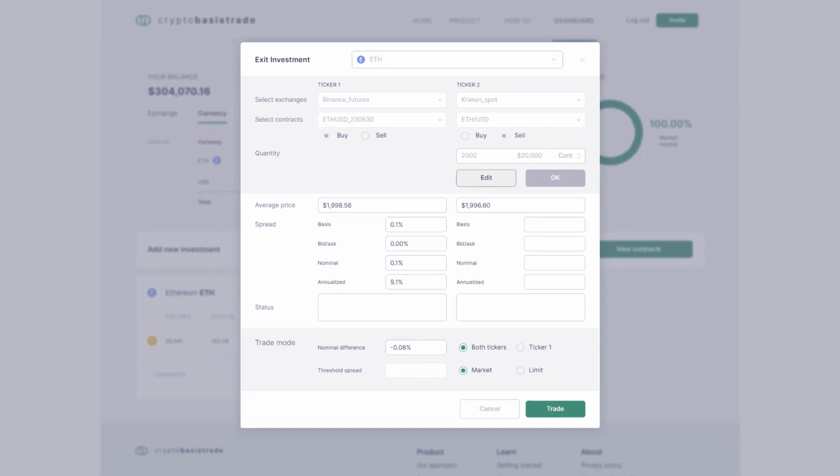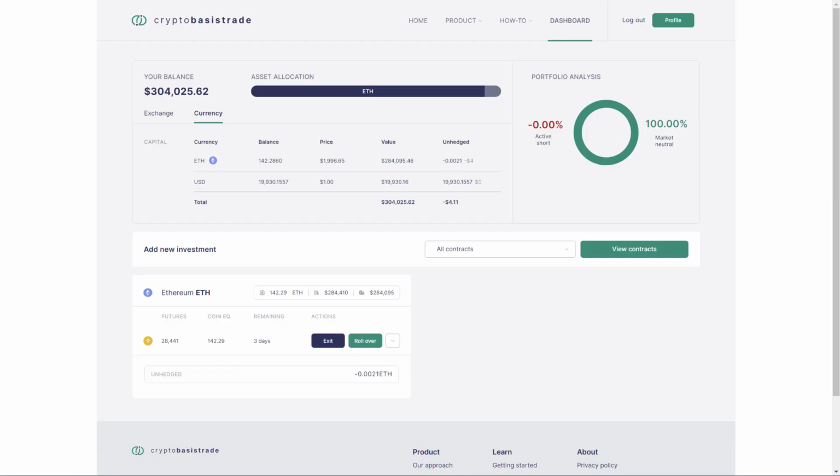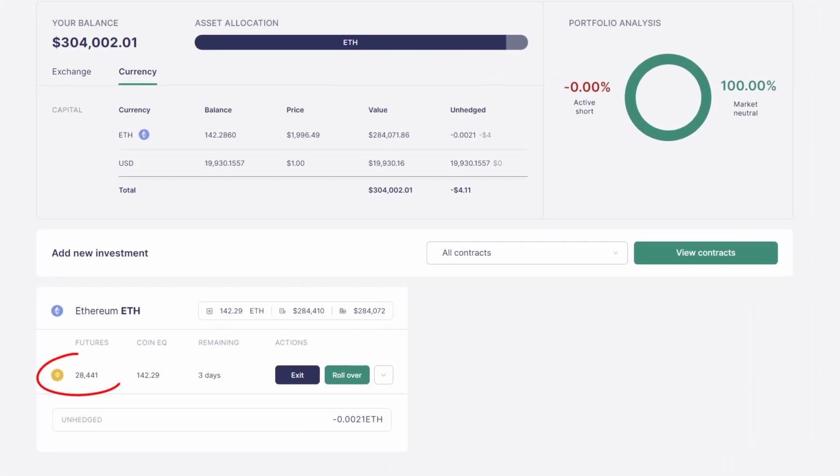Make sure that it's a 2-leg trade. As usual, you can try to optimize the trade by setting a limit or trade immediately. Here, you can see that we reduced our futures position by 2,000 contracts and sold some spot Ether. Both legs of the trade were equivalent since the portfolio is still fully hedged.